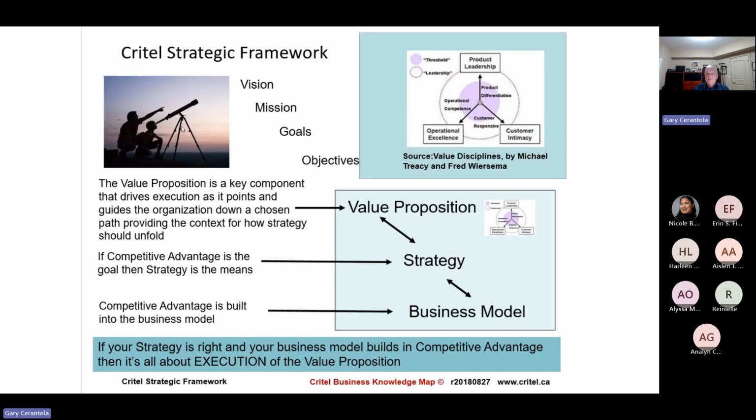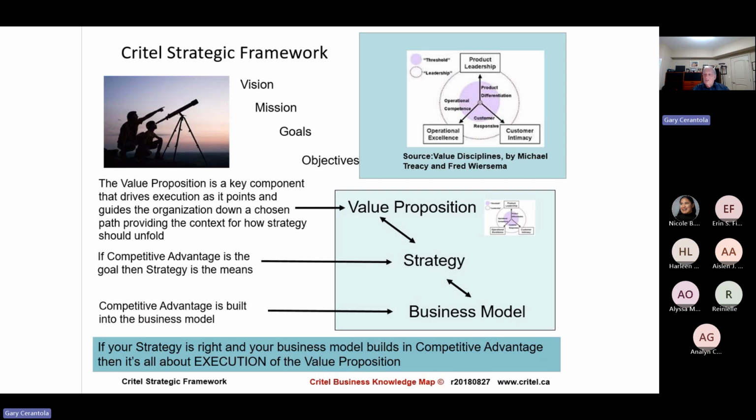This is a little piece that I've been doing consulting on for many years, and I create what I call these business knowledge maps. This is what I've learned in terms of a strategic framework, because one of my wheelhouses is strategic planning. But this is the key right here. The value proposition is the key component that drives execution. You know exactly what you're doing for your customers and why. And inside of that value proposition, you've already intonated what your strategy is.